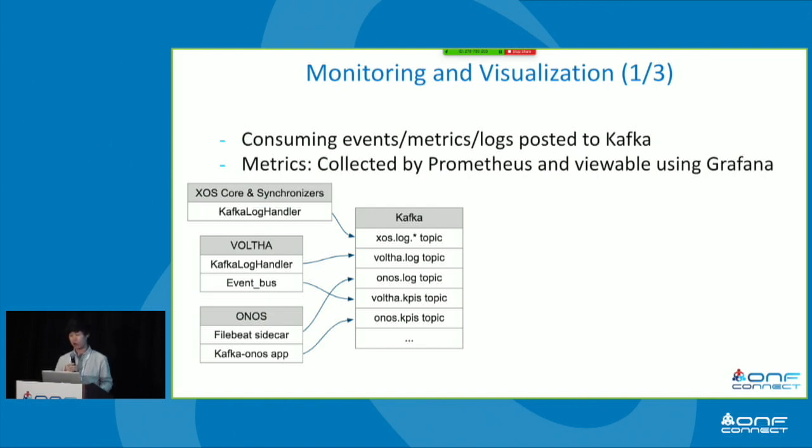The basic component of the unified monitoring system is Kafka. Our COMAC platform actually consists of several components like this. One of them is XOS, VOLTHA, ONOS, and so on.